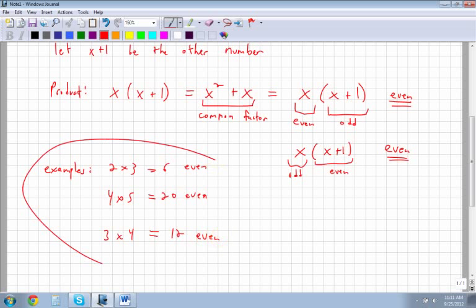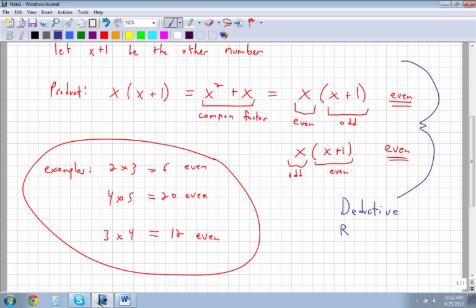These examples help you to understand the concept, but this is the deductive mathematical proof on the side here. This is deductive reasoning. So you must provide a proof that shows that for any case, it's always going to work, and therefore you have to use algebra. And that is what is called deductive reasoning.